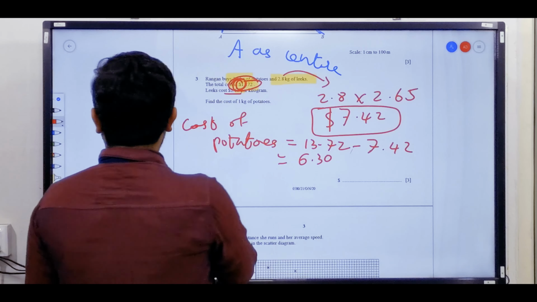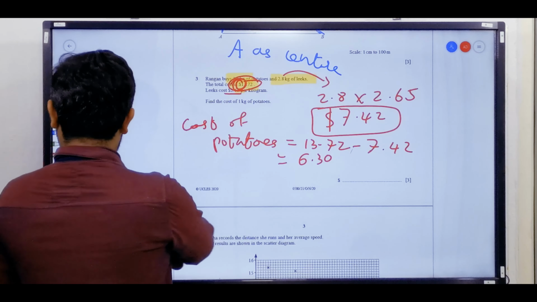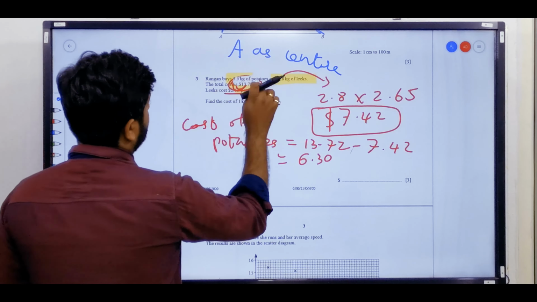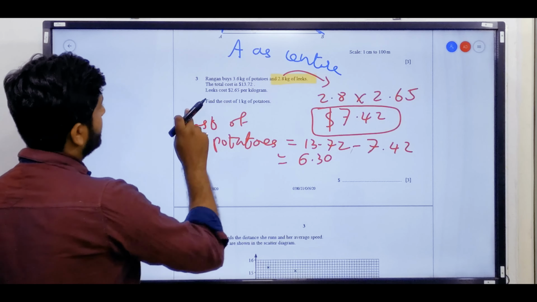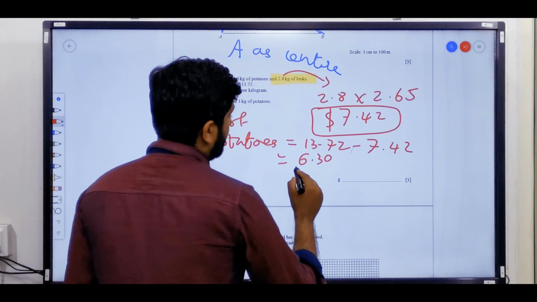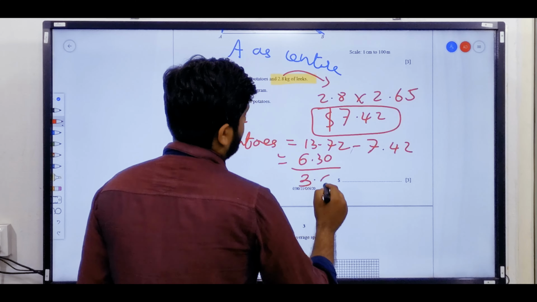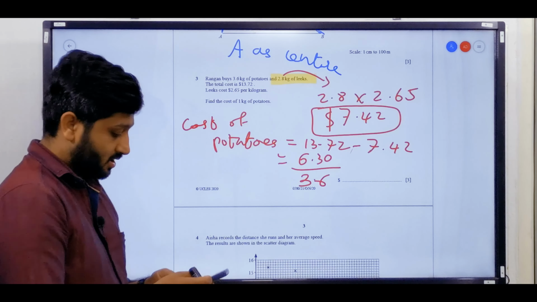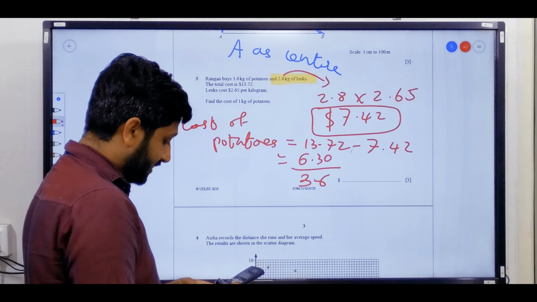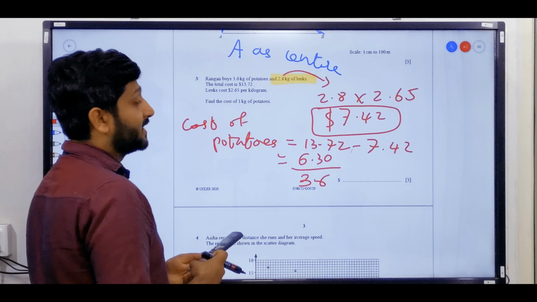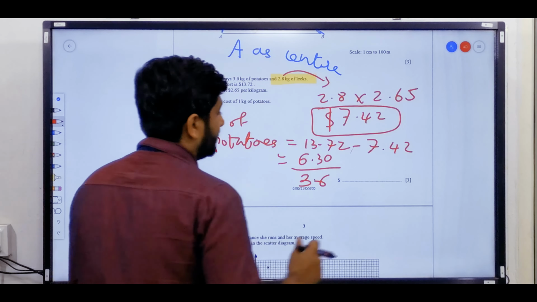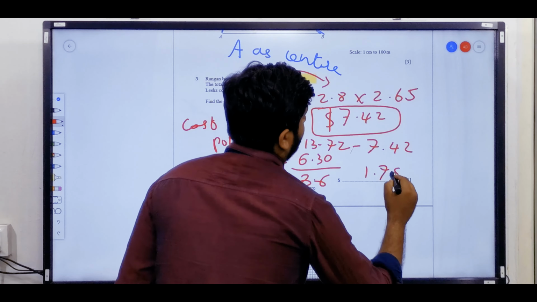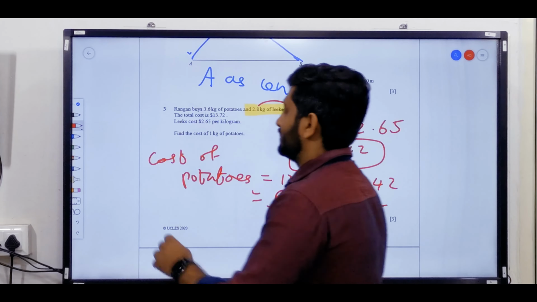So now, how many kg of potato does he buy? Rangan buys 3.6 kg of potato. So 6.30 divided by 3.6, because 6.30 is the total cost of potatoes. This will give me $1.75. Let's start with the next question.